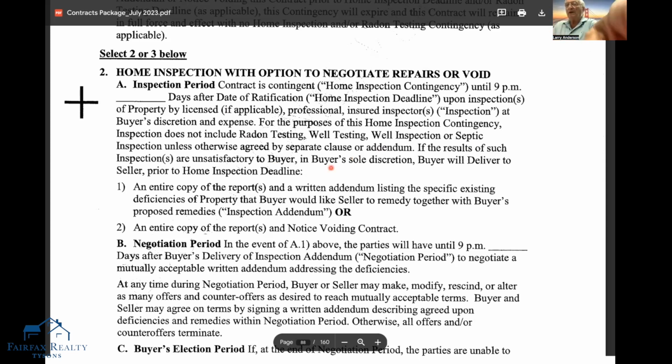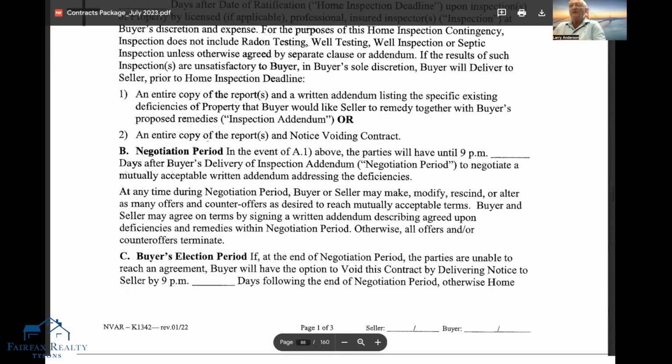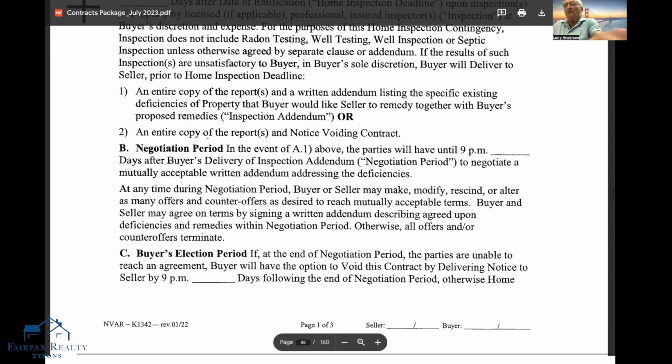Okay. Now, here are the options of the buyer under this part of the addendum. You can send the entire copy of the report, or reports, and a written addendum listing specific existing deficiencies of property that buyer would like seller to remedy, together with buyer's proposed remedies. So let's take a look at that form.